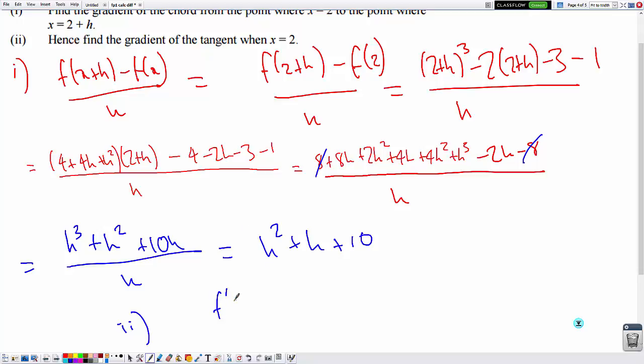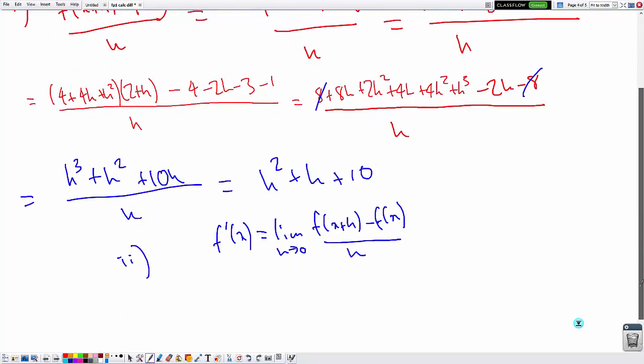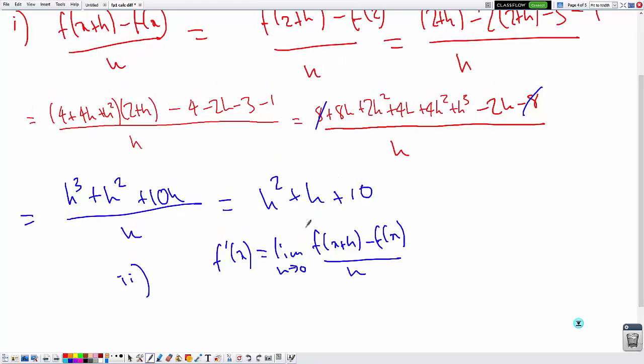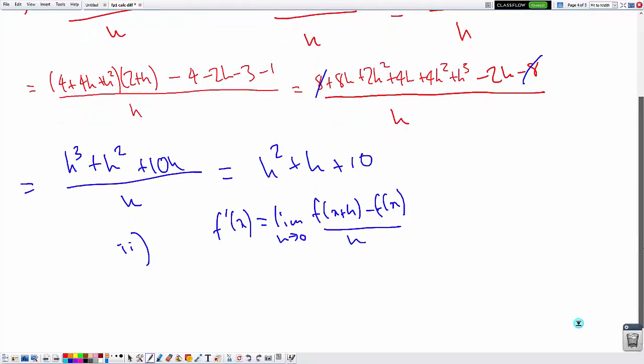The gradient f prime of x, the gradient at x, is the limit as h tends to 0 of f of x plus h... By the way, this thing I'm writing is not given to you. You do need to remember this. Or you could just remember, okay, I just work out the gradient of the chord and then think about h tending to 0. You don't need to remember exactly this formula if you remember the process.